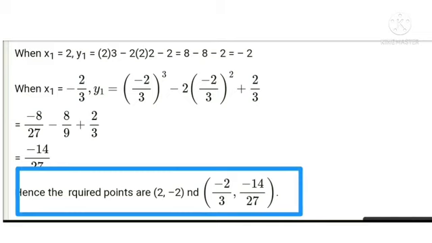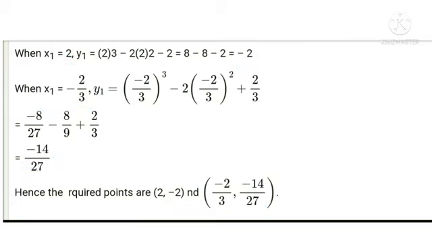See here, when x is equal to 2, what is the value of y? y1 is minus 2, that means 2 and minus 2 is the first point. And when the value of x1 is minus 2 upon 3, what is y1? minus 14 upon 27. Okay, students, the second and third examples we have completed. In the second example, the tangent is perpendicular to the line, and in the third example, the tangent is parallel to the line. Okay.